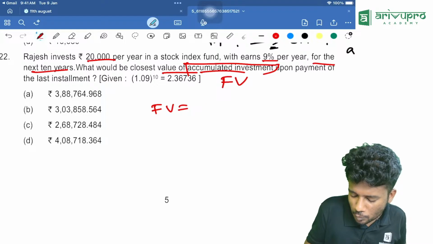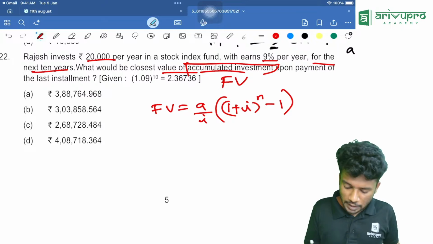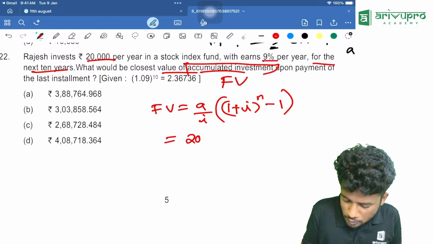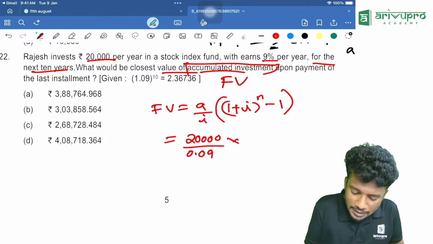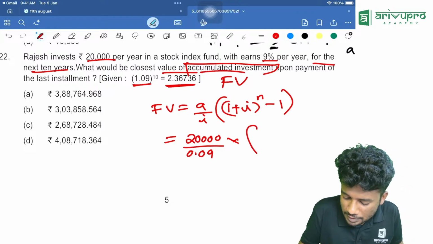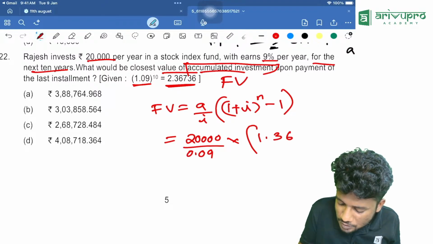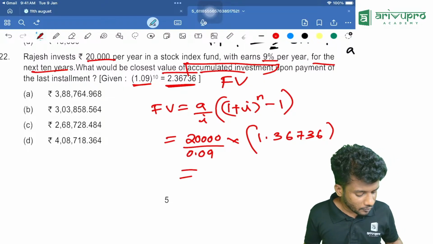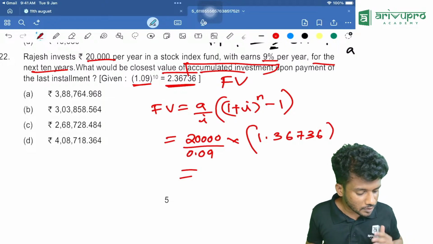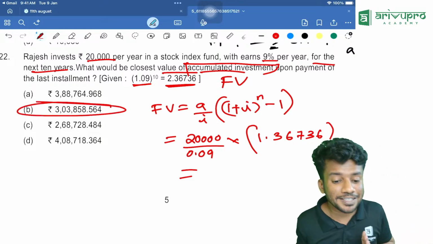So future value is equal to what? A by I into (1 plus I) the whole raised to n minus 1. Now how to find the future value? A value is 20,000 divided by I value 0.09 into (1 plus I) raised to 10, which is already given in the question. That is 2.36736 minus 1, which is 1.36736. Take your calculator, 20,000 multiplied with 1.36736 divided by 0.09, which is equal to how much? 30,385. Yes, this is the answer. Option B is your answer.